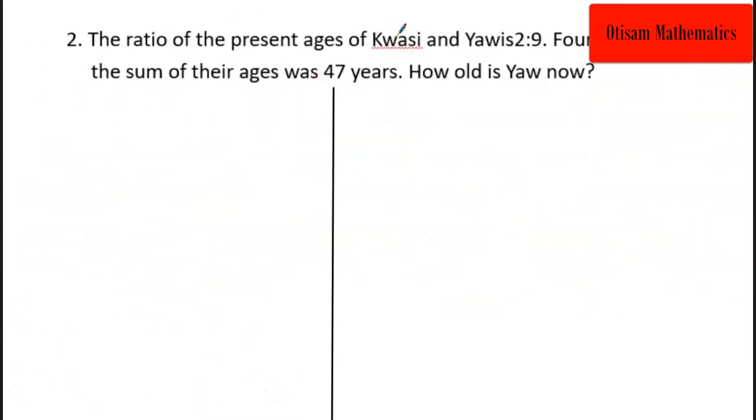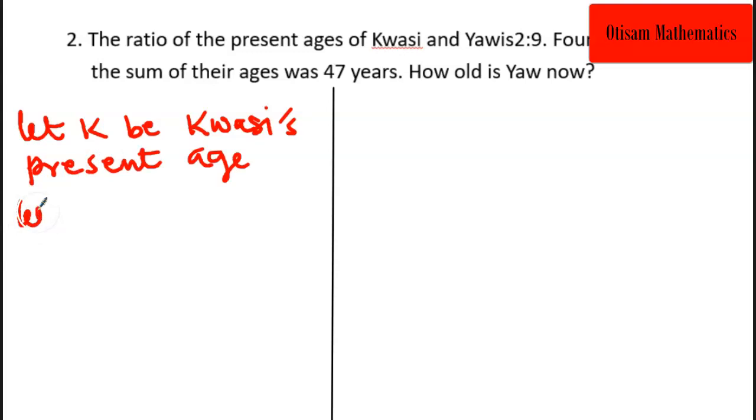The ratio of the present ages of Akwesi and Yao is 2:9. 4 years ago, the sum of their ages was 47 years. How old is Yao now? So we don't know their ages. So we can say let K be Kwesi's present age, and then you let Y be Yao's present age.